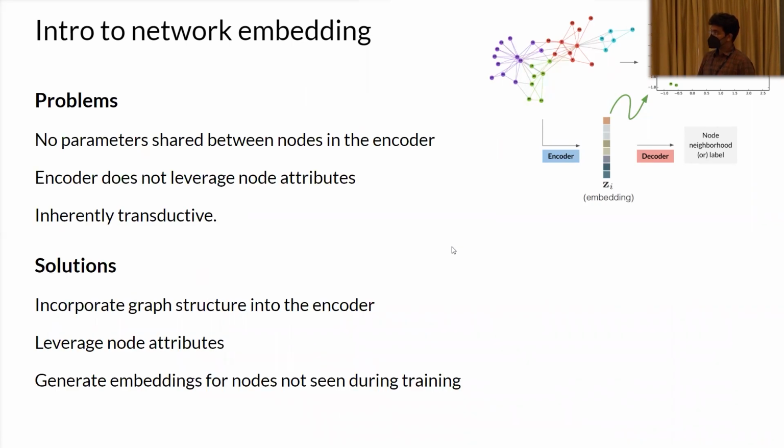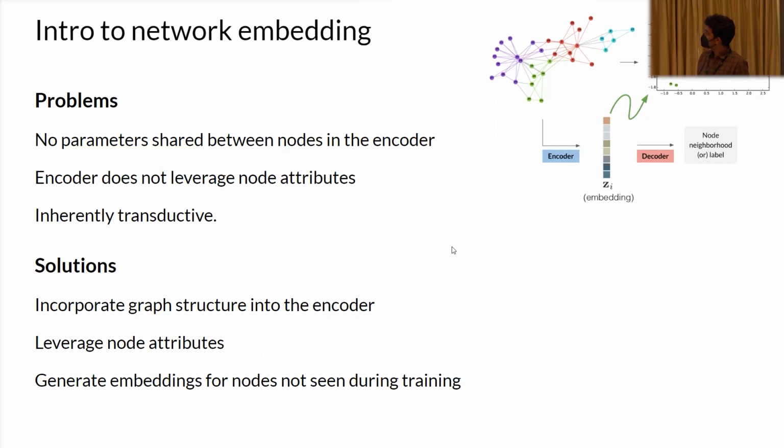Some problems with methods like this are, first, that they do not share parameters across all the nodes in the encoder. Second, they do not take into account any additional information we might have about nodes, for example the expression or activity level of all the nodes in the graph. And also, they are intrinsically transductive. Once we have learned node embeddings for a given graph, we can't predict the embeddings for a node that has never been seen during training.